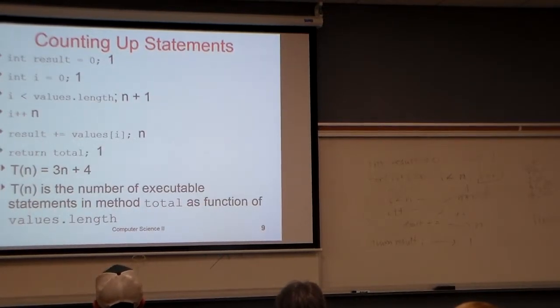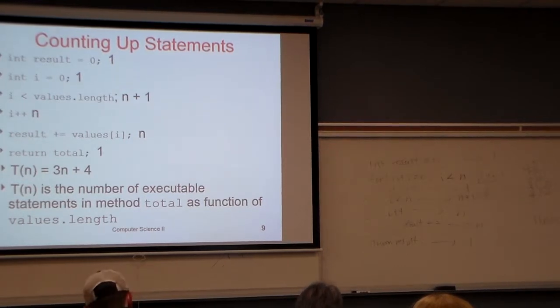This slide right here just summarizes what I just said. So if you need to go back and look at it, you can. And T of N is the number of executable statements in the method, in this case, total.